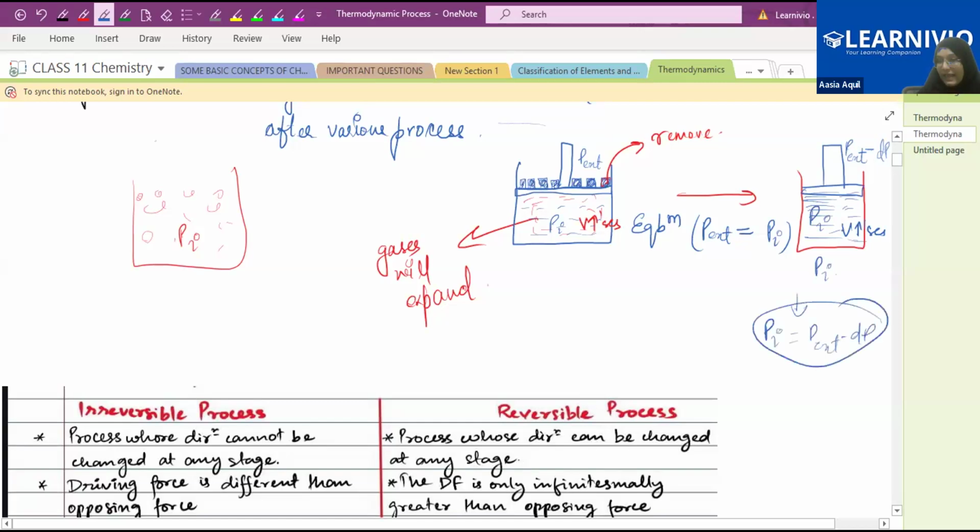Because P external is decreasing, P internal will also decrease. Why will it decrease? Due to the expansion of gases. Due to the expansion of gases, volume increases, and if volume increases, it means the gases are very far away from each other. Means the pressure there is lower, pressure has decreased, right?